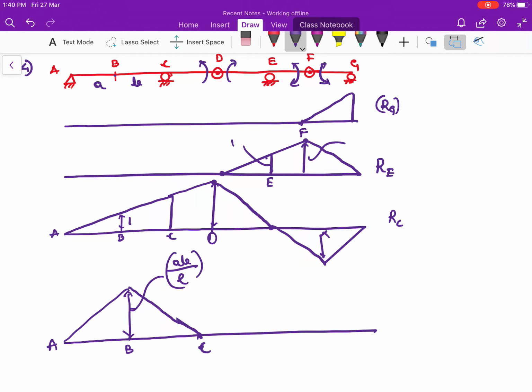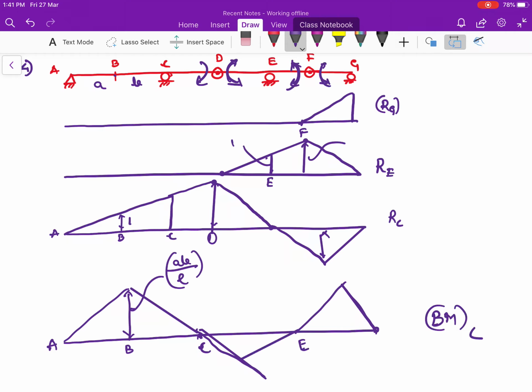Then the remaining thing. Now the moment at a point D with respect to bending moment, it will act in the downward direction. So it will come down. Then it ends at point E. Here it will act in the upward direction, so it comes up and it ends here. So this is the influence line diagram of a bending moment at a point B.